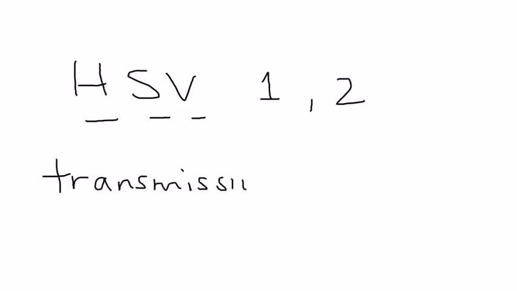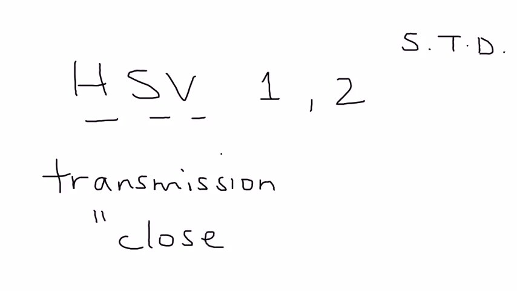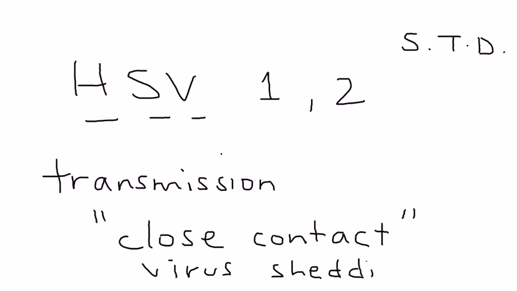It is technically a sexually transmitted disease, but what's interesting is that because children can also get it and babies can also get it during delivery, the mode of transmission is really called close contact with an infected person when the virus is actively shedding. So it's a little bit of a different distinction, but it definitely can be transmitted during sexual contact as well.